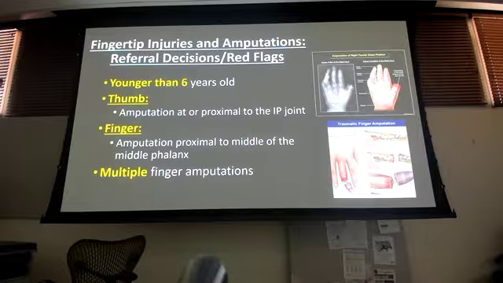All right, thumb. Okay, this you want to know. I'm not being recorded, but you want to know this. Amputation at or proximal to the IP joint, because the thumb has no PIP or DIP, correct?